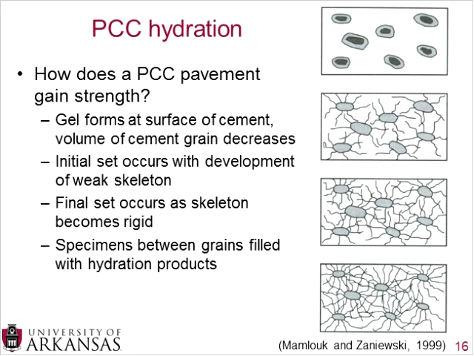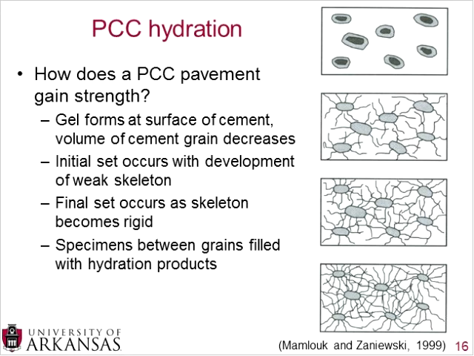Well, on the right you'll see a little diagram with the cement particles in the water and aggregate paste. And as the cement hydrates, as it starts accepting the water, a gel forms at the surface of the cement, and the volume of your cement grain actually decreases. And as that gel forms and expands, you actually have a network, and that's in the second picture, that's called the initial set. And you begin to have a weak skeleton between the different cement particles.